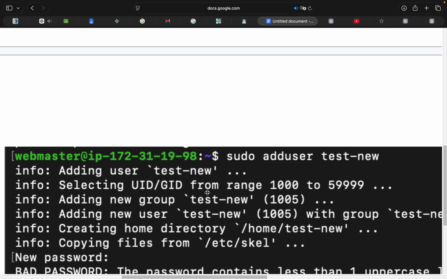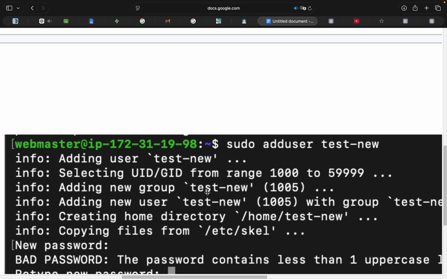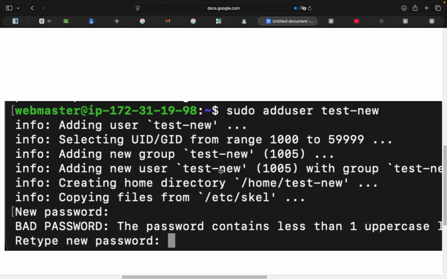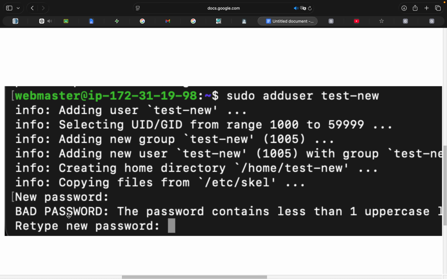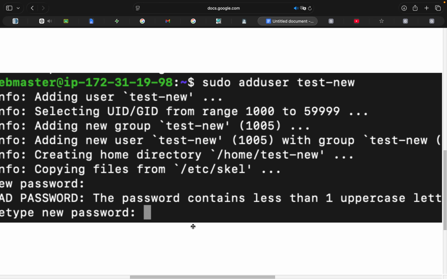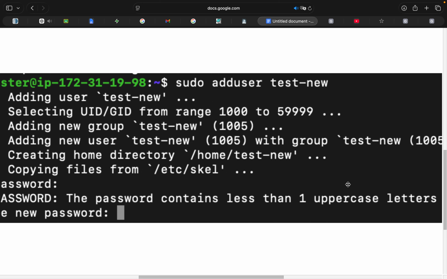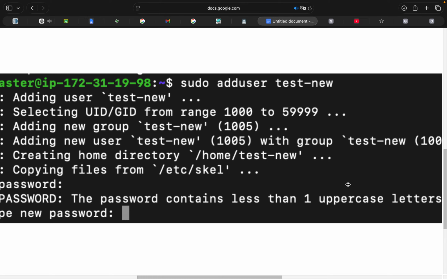This is screenshot 5. The lab asked me for evidence that my password policy was actually working. So I added a user, sudo adduser testnew, and then tried to intentionally set a bad password. Once I did that, the terminal blocked it and said bad password, it contains less than one uppercase letter. That confirmed that the configuration I set in the previous step is successfully intercepting bad passwords in real time and preventing them from being accepted into the system.